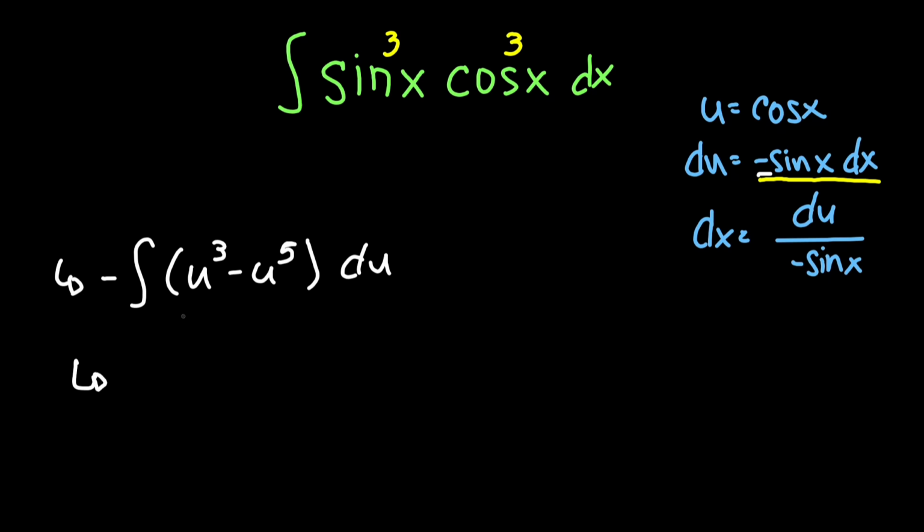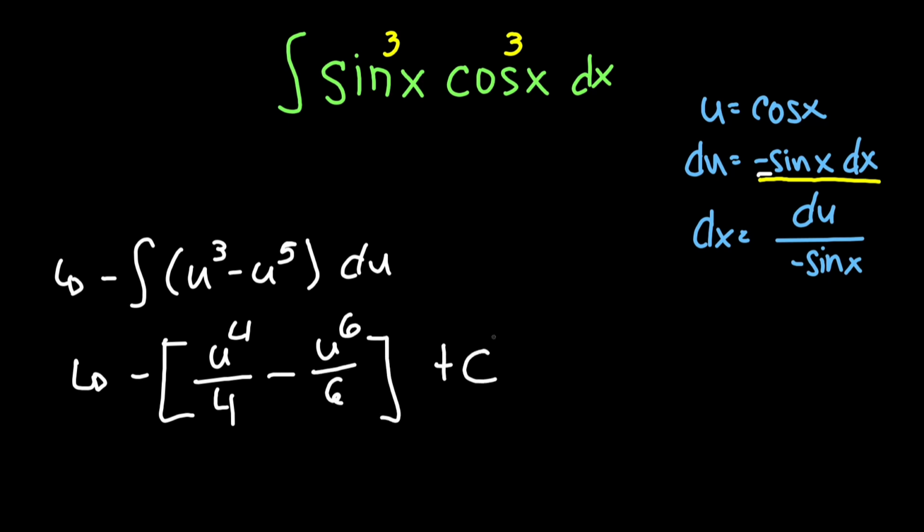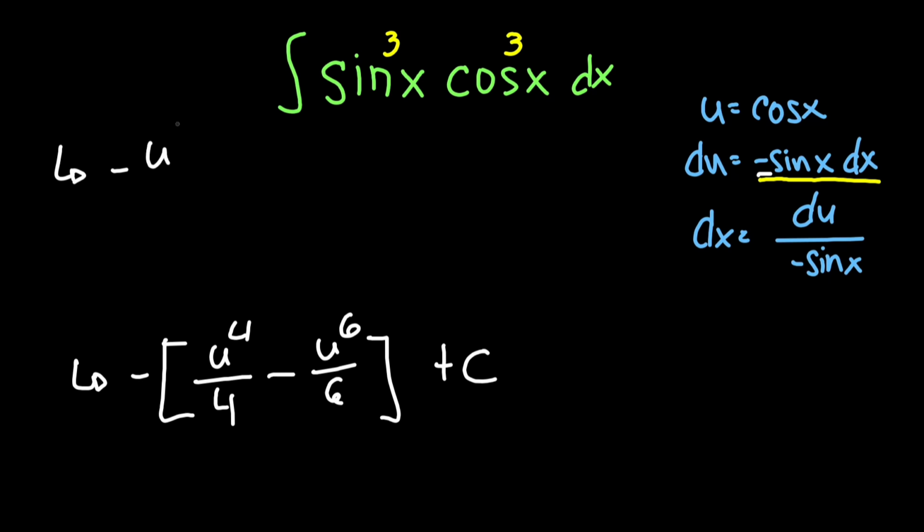And now the next step would be to integrate this via power rule again. But don't forget the negative sign. So this would be negative and put a bracket, whichever you want, which represents the integral of this one. Integral of u cubed would be u to the power of 4 over 4 minus the integral of u to the power of 5, which is u to the power of 6 over 6 plus c. Distribute the negative sign. So this would be negative u to the power of 4 over 4 plus u to the power of 6 over 6 plus c.